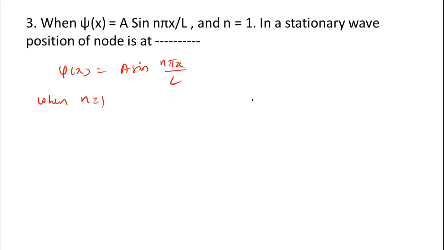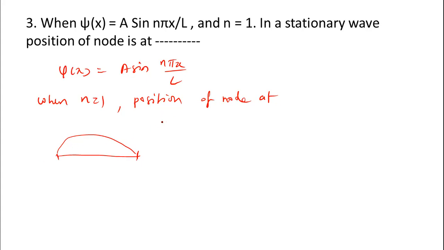Okay, position of node at. Now suppose that, what is a node? Suppose that we have such type of wave. So a node is a point at which the amplitude of the wave function becomes equal to 0.